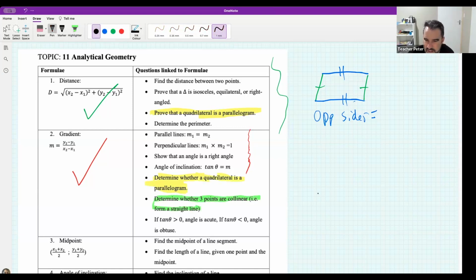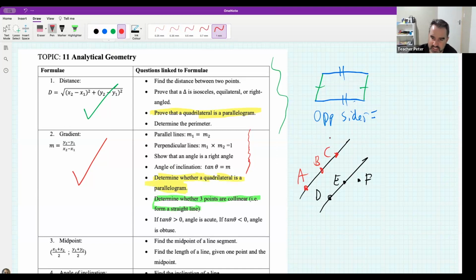Now, that's just a fancy way of saying points are collinear if they are on the same straight line. So let's say we have points A, B, and C. They are collinear because they're on the same straight line. If we had points D, E, and F that looked like that, those are not collinear because they are not on the same straight line. So that's what that means.